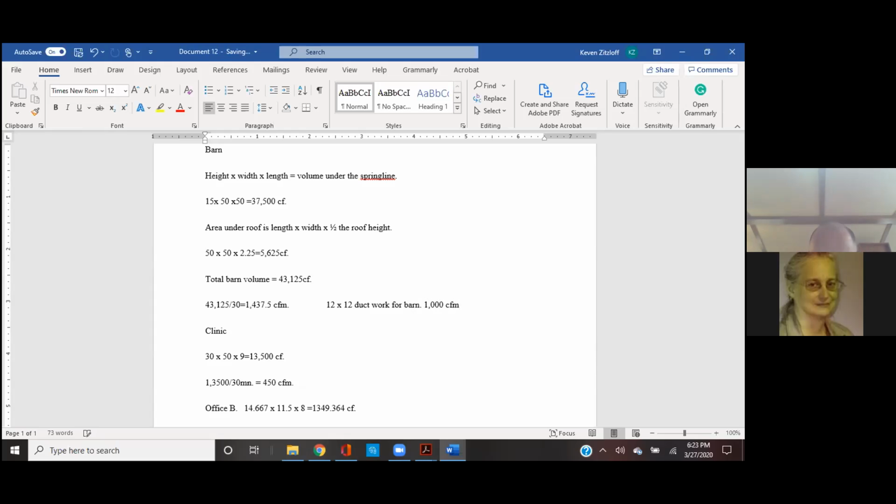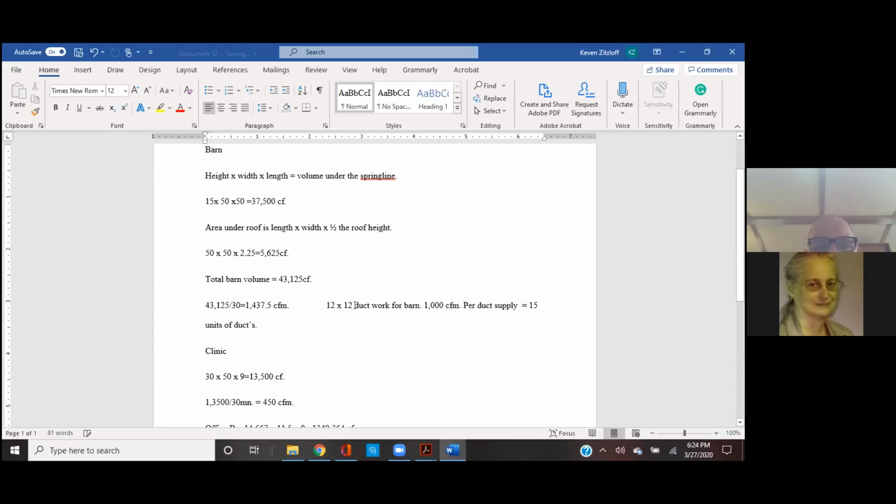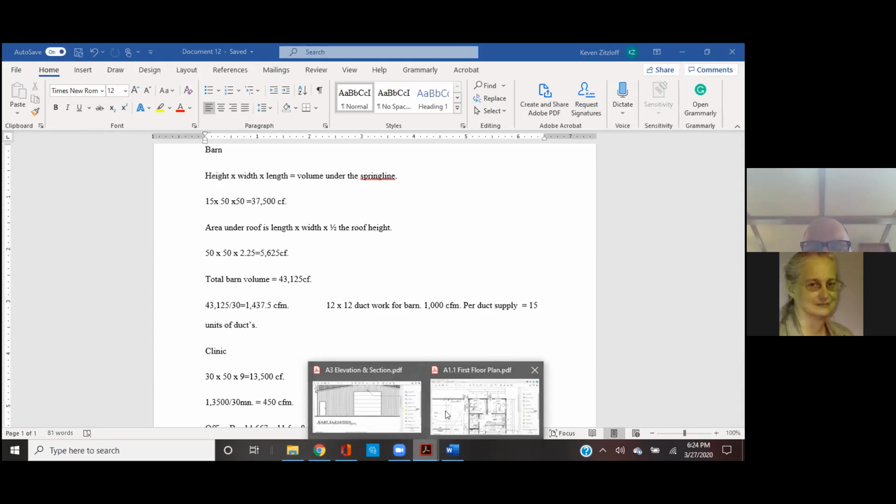CFMs per supply, the duct supply where it comes through into the space, right? Equals 15 supply. Equals 15 units of duct, right? And so I would put 5 in each unit, 5 in each bay. Right, so now if we go back to this.